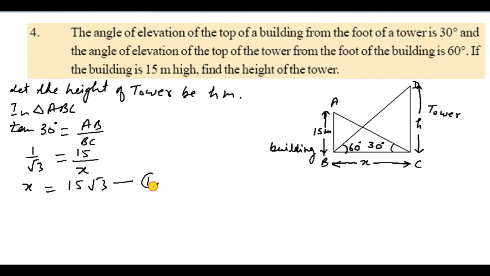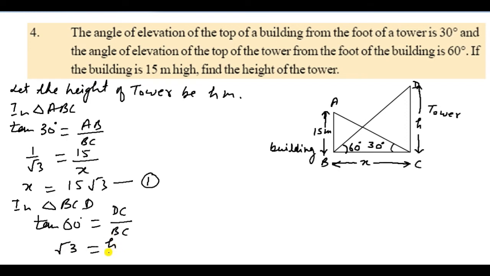So that is your equation first. Now in triangle BCD, here is tan 60. It is DC, perpendicular, upon base, that is BC. So tan 60, the value of tan 60 is root 3, and DC is H, and BC is X. So it is your equation second. So by equation first and second.